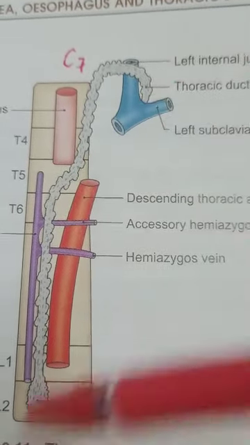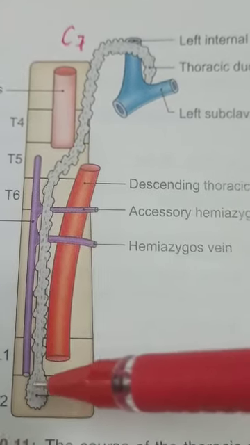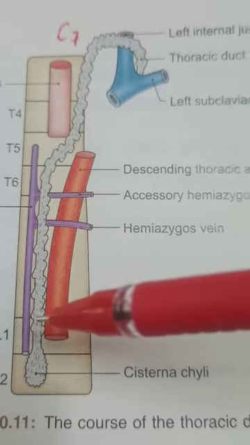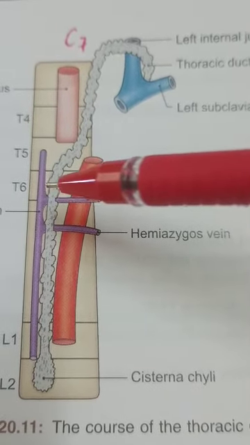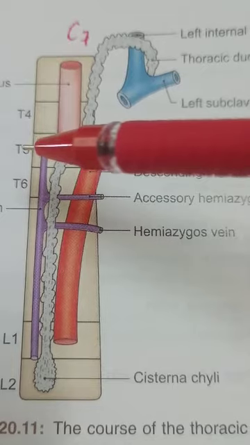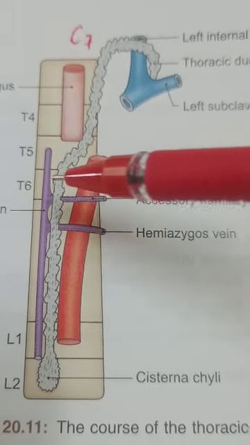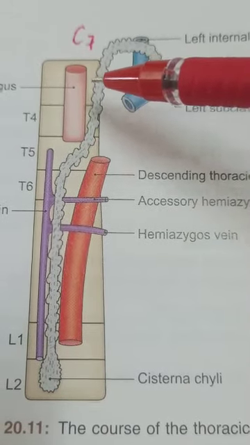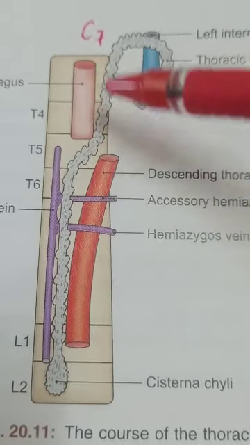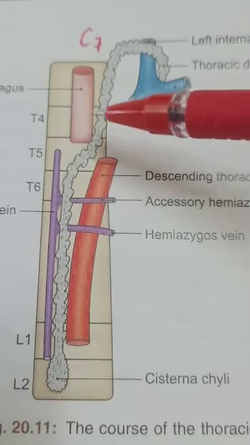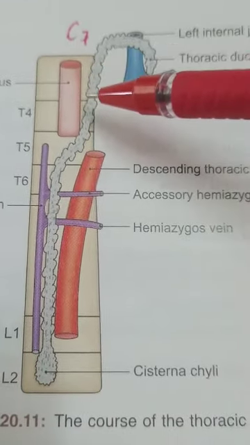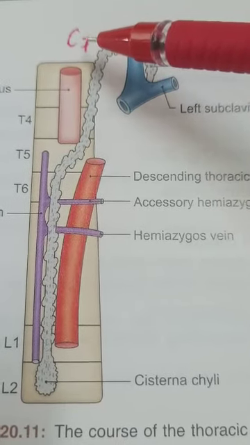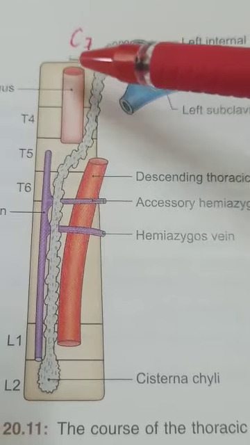So that is the course. It starts from the cisterna chyli and ascends upwards, passing through the aortic opening at the level of T12. Then it passes through the posterior mediastinum. When it reaches the T5 vertebra, it crosses from right to left, and then it ascends through the superior mediastinum near the esophagus. This is the esophagus. Next to the left side of the esophagus, it ascends upward and reaches the neck at the level of the transverse process of the C7 vertebra.